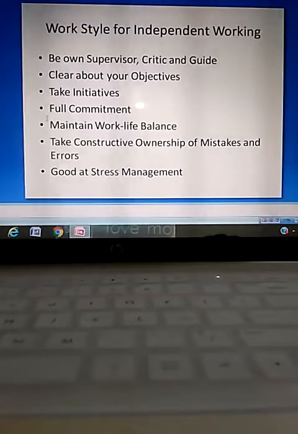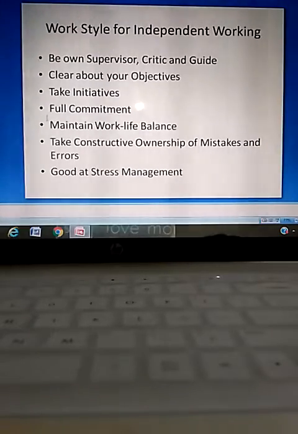Now second is be clear about your objective. As an independent worker, you should be very clear about two things, student. One is the objective of the work. That is, you should clearly know what exactly is expected out of the work and what is the final form you have to provide or give. In other words, you should be very clear about what the deliverables of your project are.